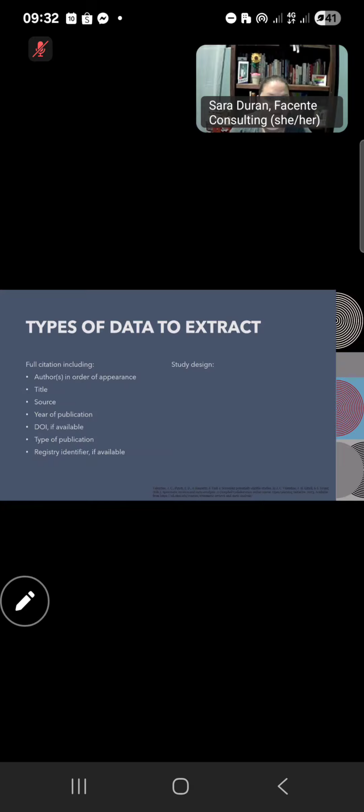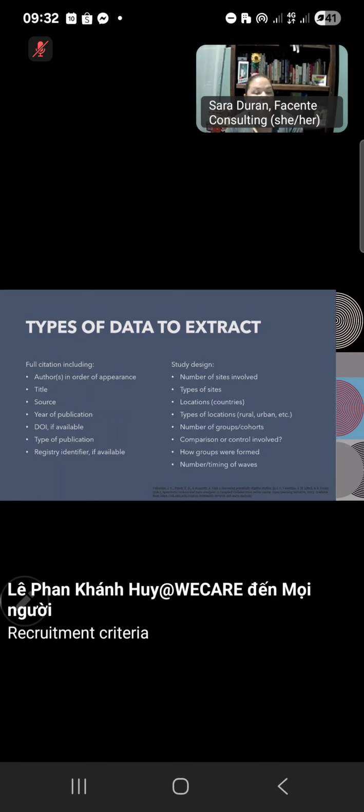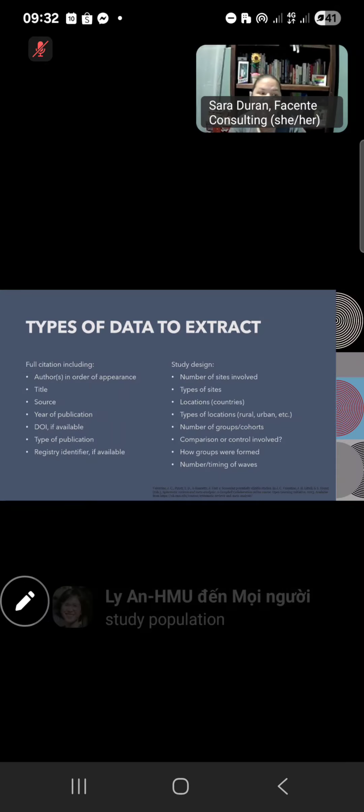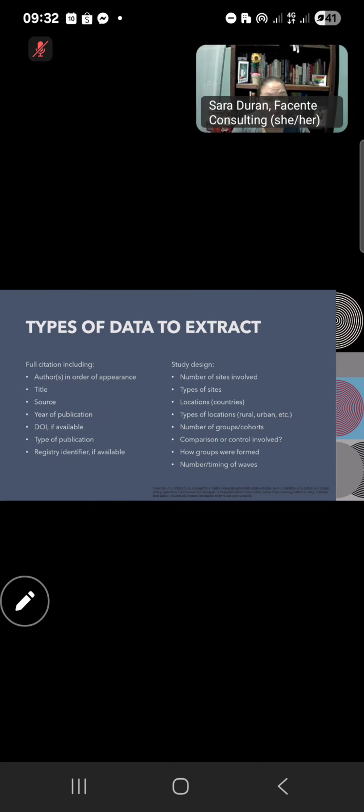Yeah, we came up with a list as well. Could be the number of sites involved, the type of sites, locations, as was mentioned, the type of locations, whether it's rural or urban or something else, the number of groups or cohorts, whether there's a comparison involved or a control, how the groups were formed, and then the number and timing of any waves. You see a couple of other recruitment criteria and study population.